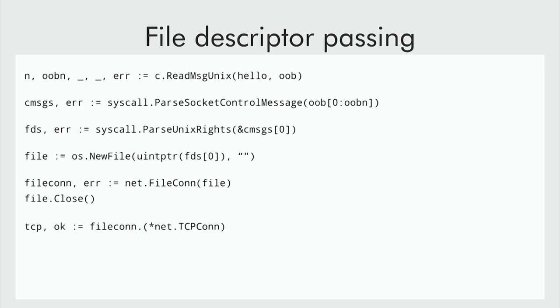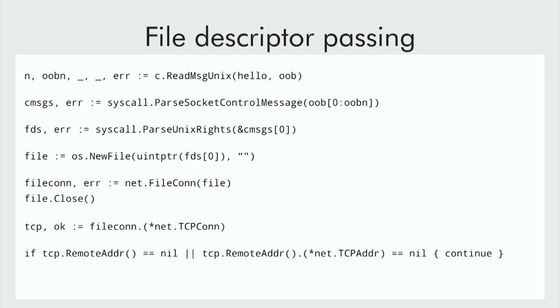Then you type assert to make sure that it's a TCP connection. You call the remote address to make sure it wasn't closed in the meantime. And now you're ready to wrap it into a MultiReader to make sure that you use the client hello at the same time. And then you just return it from a listener Accept. Is that enough, right? Later.